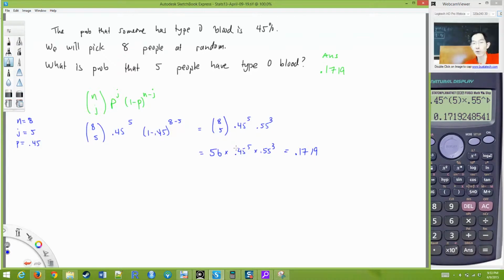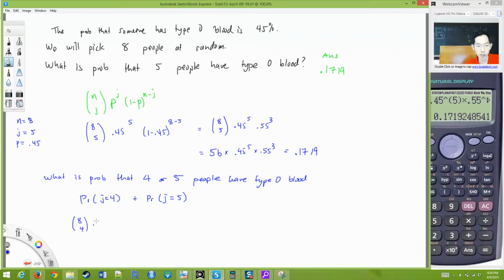What's the probability that 4 or 5 people have type O blood? I'm not going to bother with the math, but we would just do the probability that j is equal to 4 plus the probability that j is equal to 5. So this would require 8 choose 4, 0.45 to the 4, 0.55 to the 4, plus 8 choose 5, 0.45 to the 5 times 0.55 to the 3. We already found this number to be 0.1719, and then the other number, whatever that is, we add those two together.